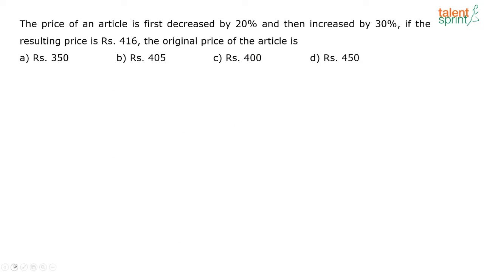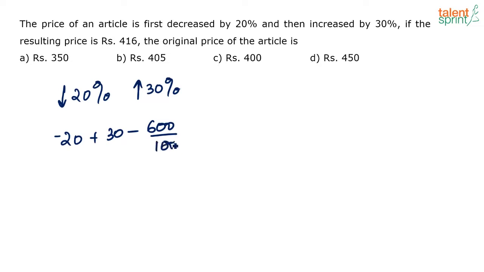Next one. The price of an article first decreased by 20% and then increased by 30%. If the resulting price is 416, then what was the original price of the article? Again, you can use the concept of effective percentages here. See, what was the effective change in the percentage? First it decreased by 20% followed by an increase of 30%. So the effective change is nothing but minus 20 plus 30 minus 600 by 100, correct? So this is 10 minus 6, that is 4. So there is a net 4% increase in the actual quantity.